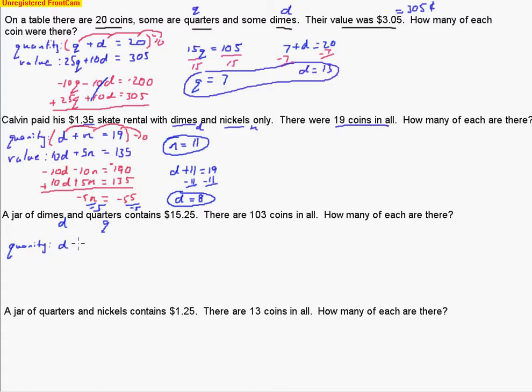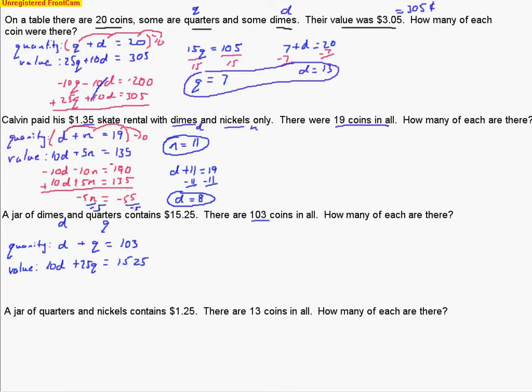Quantity is just the number of dimes and number of quarters, but those are unknowns. We don't know them, so we put those variables in place of them, equals the total number of coins in all, 103 coins. The value equation goes with the value of those coins. So 10D plus 25Q equals the total value. Again, remember to change this to cents. If you're in cents for the value of the coins, you've got to be in cents for the total value of those coins together.